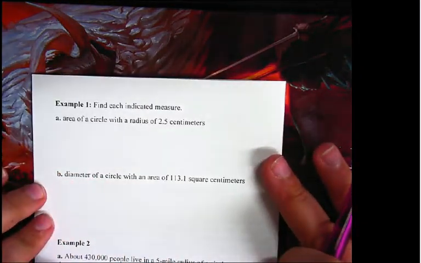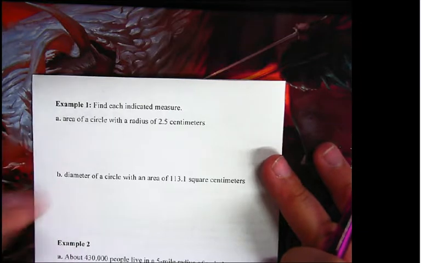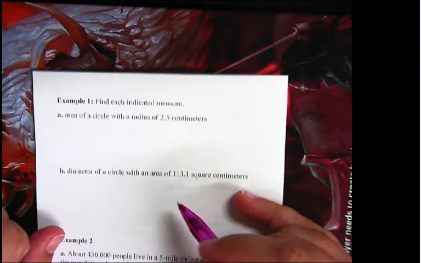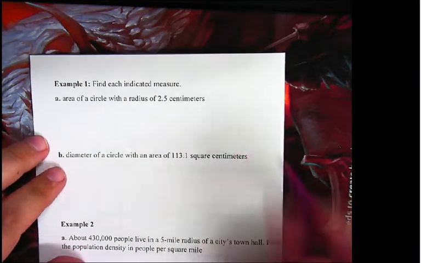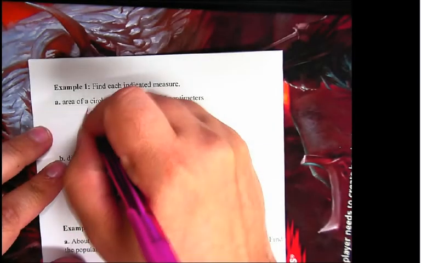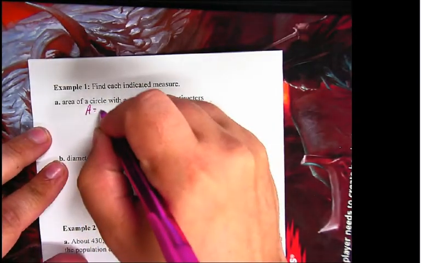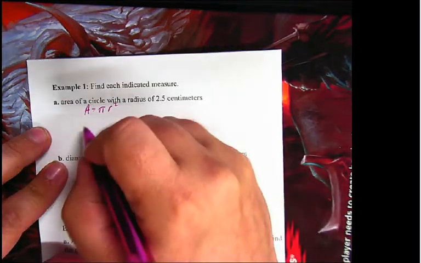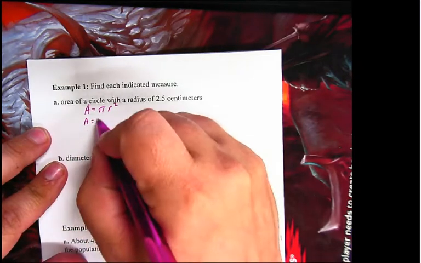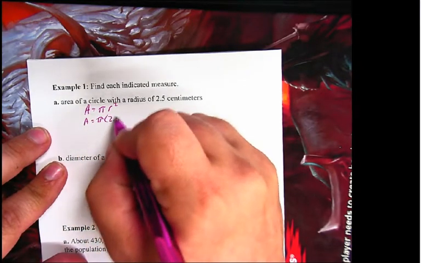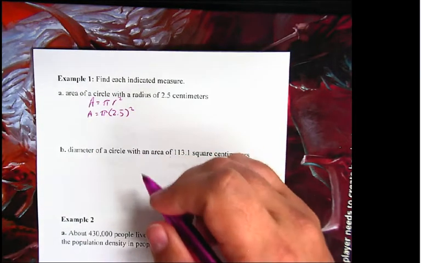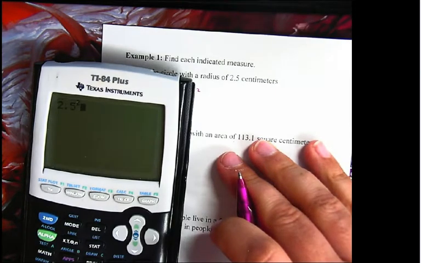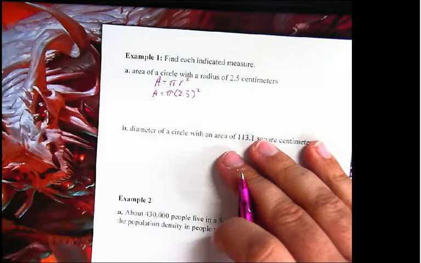So example 1, find each indicated measure. We've got part A and B. So for part A, we're going to find the area of a circle with a radius of 2.5 centimeters. Well, that's not too bad. We just take the formula, area equals pi times r squared. The radius is 2.5, so area equals pi times 2.5 squared. And we don't know what that is. We just take a calculator, 2.5 squared, which is 6.25, 6 1/4.